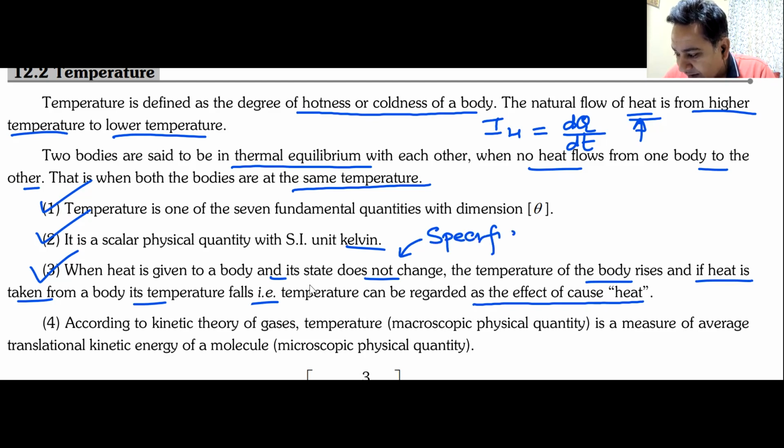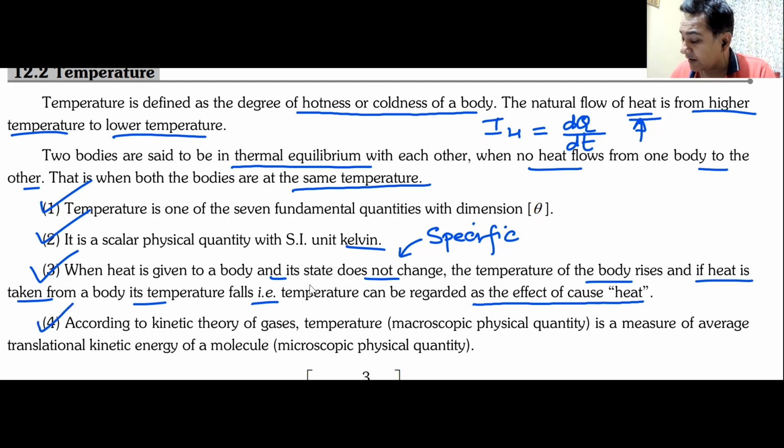But when the body is at its melting point or boiling point, and we give heat to the body or extract heat from it, the temperature does not change. The state of the body changes. That heat is known as latent heat. Okay, so we'll be doing all these heats very soon.